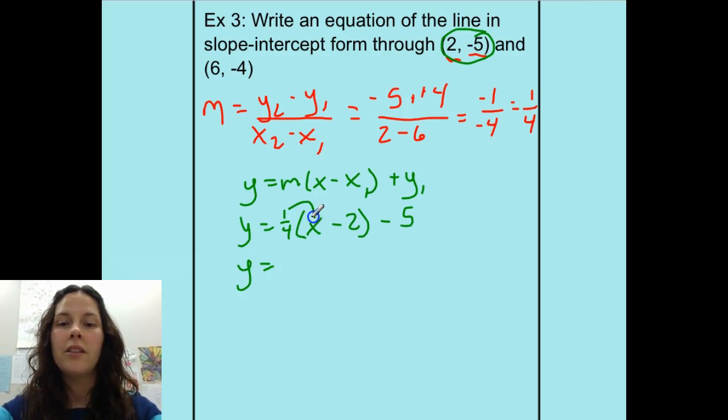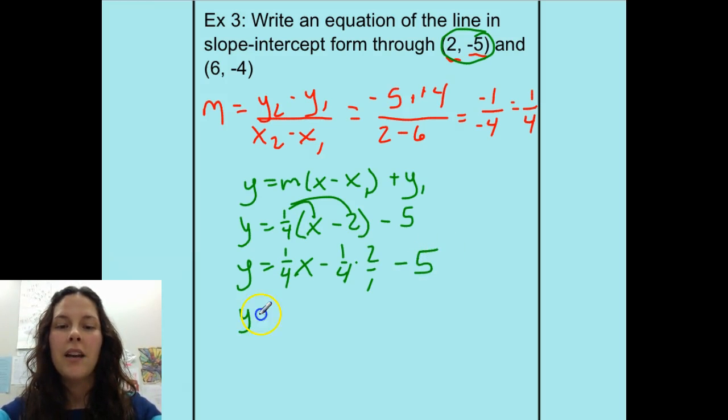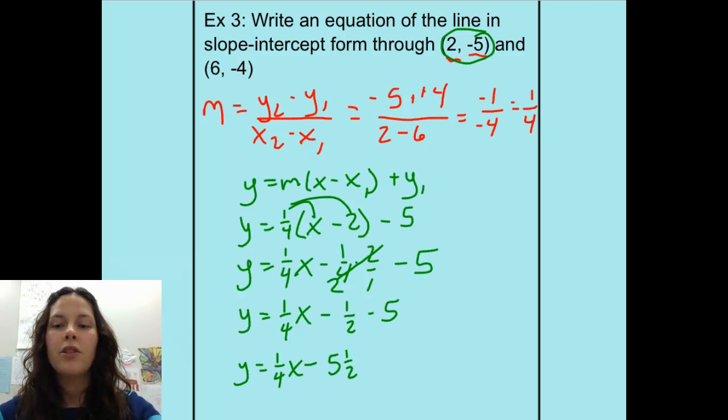Distributing my 1/4, I get 1/4 x minus 1/4 times 2 over 1, minus 5. So when I multiply my 1/4 and my 2, the 2 goes into 4 twice. So my 2 ends up in the denominator, so I get 1/2 minus 5. And because they're both negative, you can think about if you spend half a dollar and you spend another $5, you have spent $5.50. When you put your equation into slope-intercept form, it's helpful to have that intercept as a mixed number instead of an improper fraction.